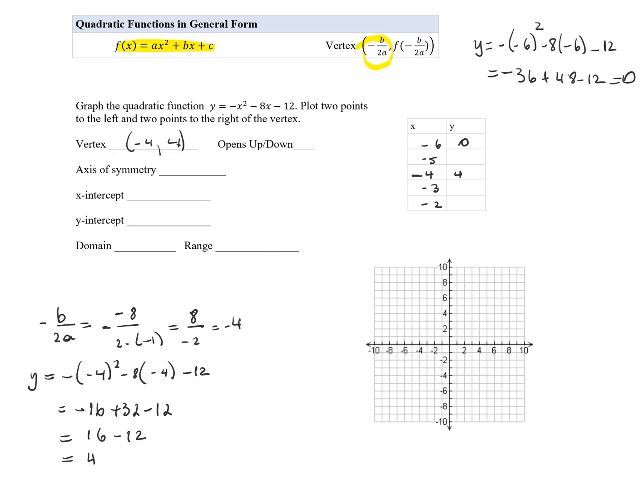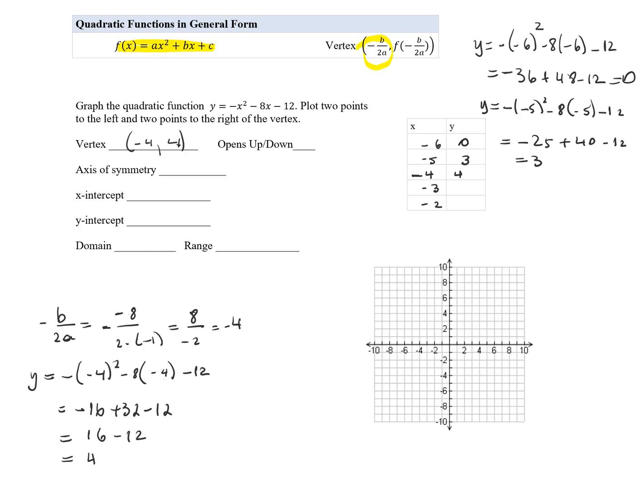And repeat for negative 5, we get y equals negative, negative 5 squared minus 8 times negative 5 minus 12. That will give us negative 25 plus 40 minus 12. So negative 25 plus 40 minus 12 will give me positive 3. That goes right there. I will plot those 3 points.